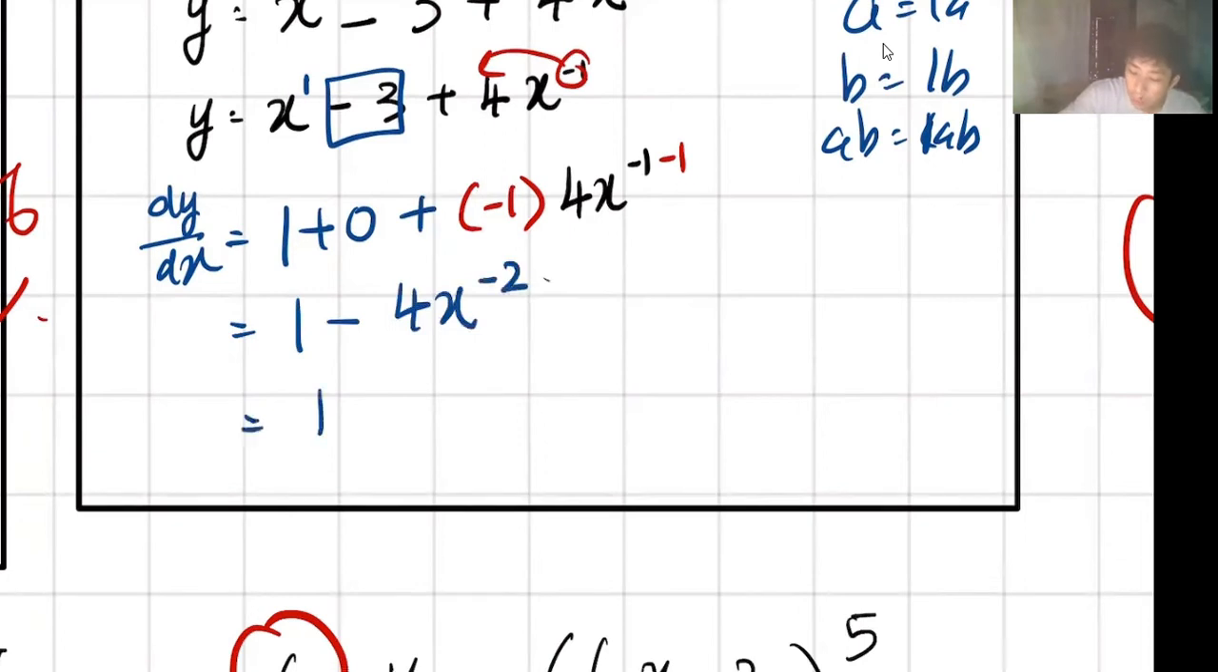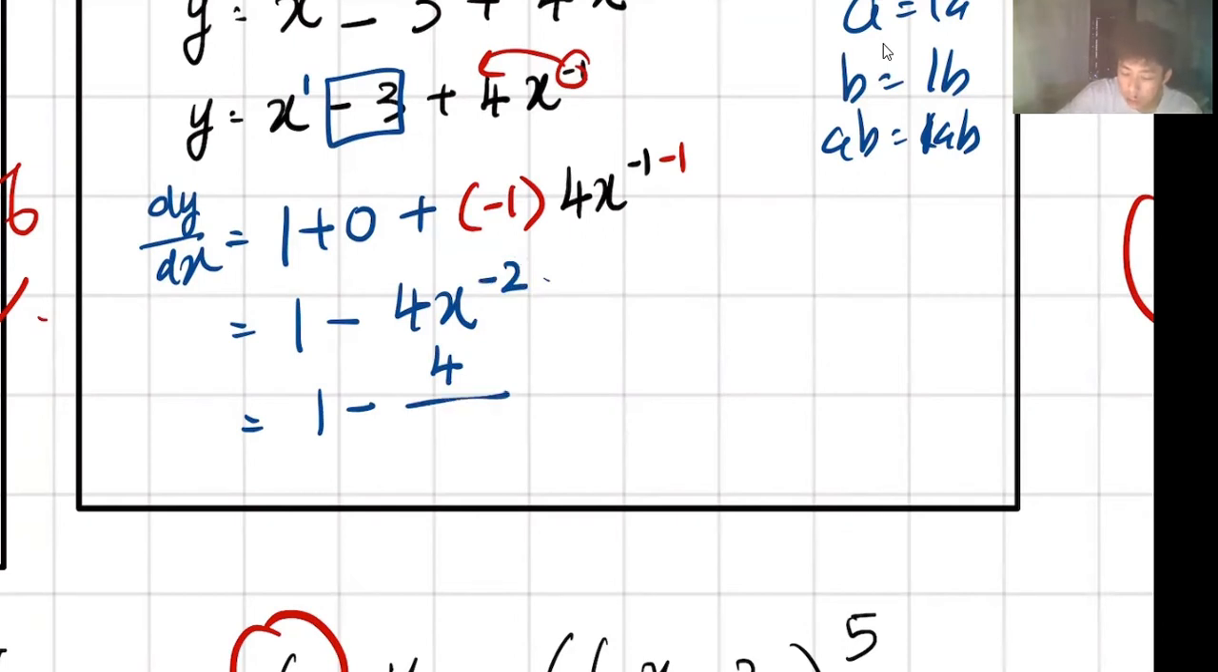Or I can write it as 1 minus 4 over x squared. When you want to shift this x down, you want to shift the x into the denominator because now it's on top. How do I know it's on top? Because it's next to the 4. When I want to bring it to the bottom, I just change the sign of the power.